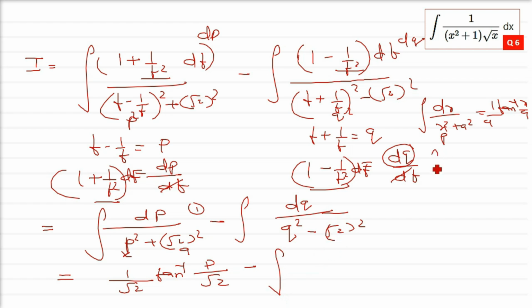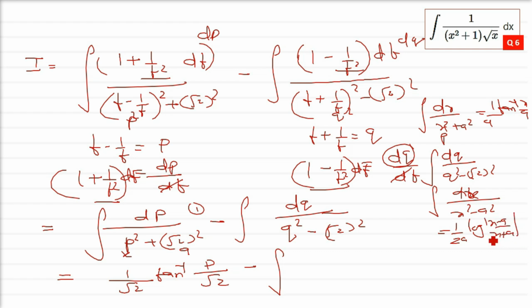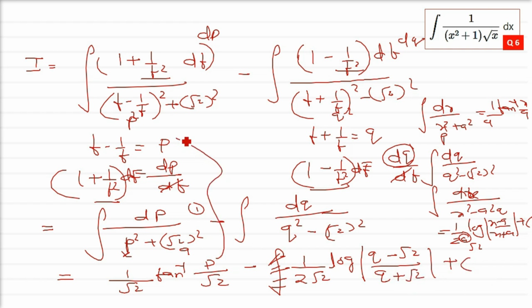For the second term we will apply the formula of dq by q square minus a square. We can equate it with integration of dx divided by x square minus a square because we are quite aware of this. This is 1 by 2a log modulus of x minus a by x plus a, plus a constant of integration. So we just need to replace x by q and a by root 2. So it is 1 by 2 root 2 log modulus of q minus root 2 divided by q plus root 2, plus a constant of integration. Now we will replace p by t minus 1 by t, and q by t plus 1 by t.